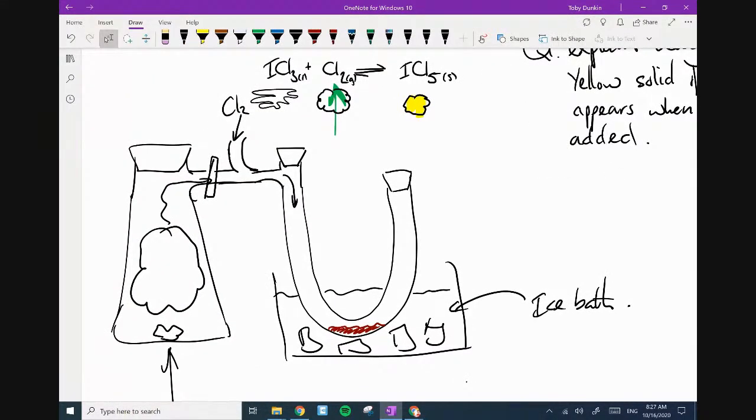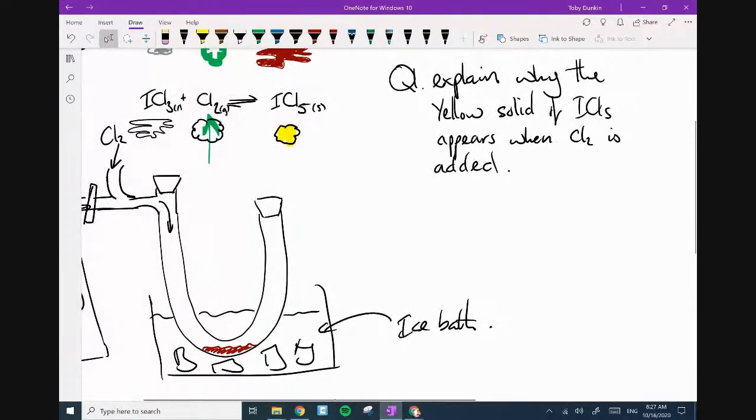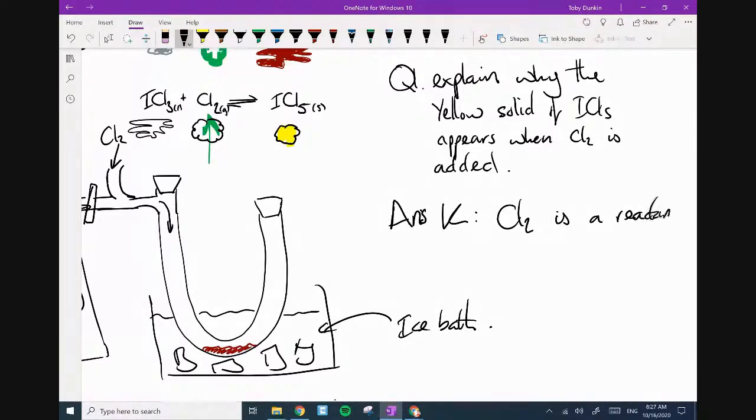Yeah. So answer, and this is Le Chatelier again. As soon as you're dropping into equilibrium, you're running Le Chatelier on this. So the knowledge here is that chlorine is a reactant. This is purely because of concentration. When chlorine is added, we're increasing the concentration of chlorine. So the knowledge is that Cl2 is a reactant. It's on the left-hand side of the equation.